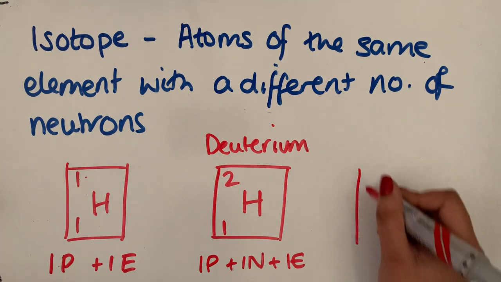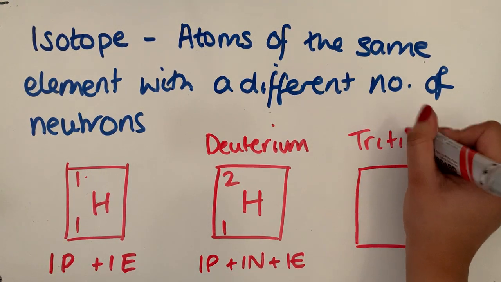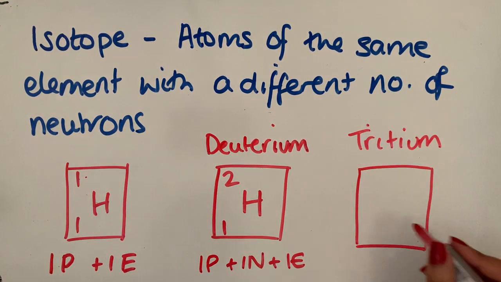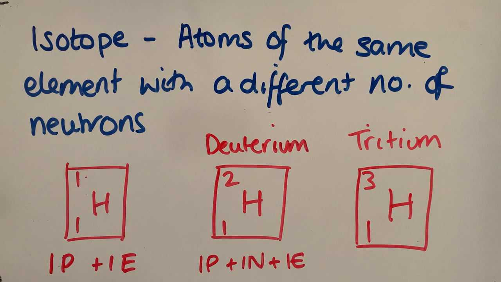And another isotope of hydrogen is called tritium, like so. And now again, the atomic mass has changed. So that tells us we have actually gained another neutron. So we now have 2 neutrons. Protons and electrons stay the same. Okay, so these are essentially the 3 isotopes of hydrogen.